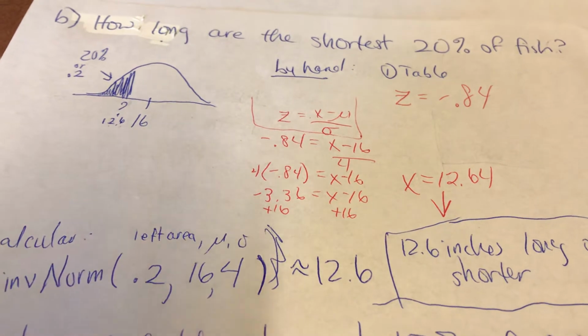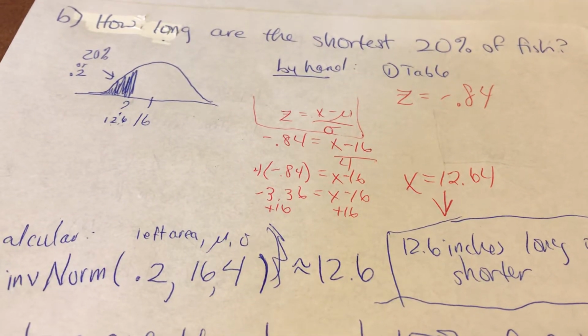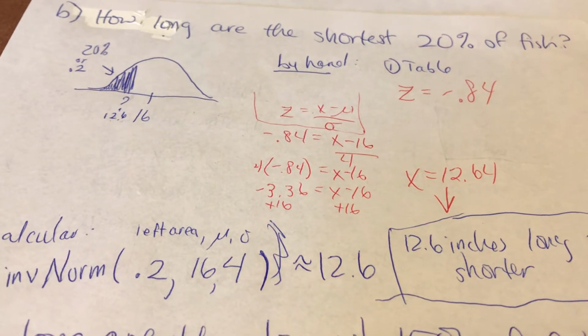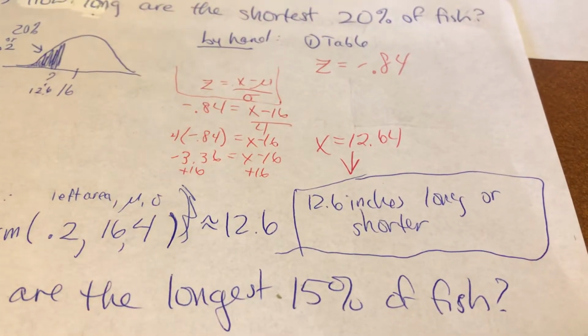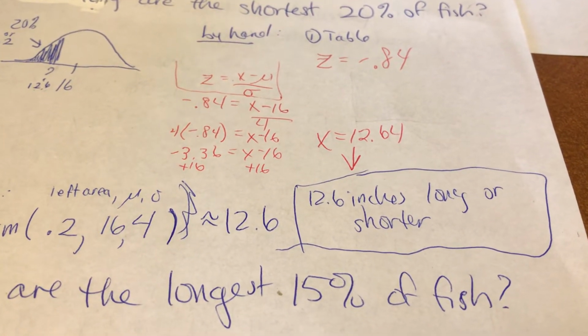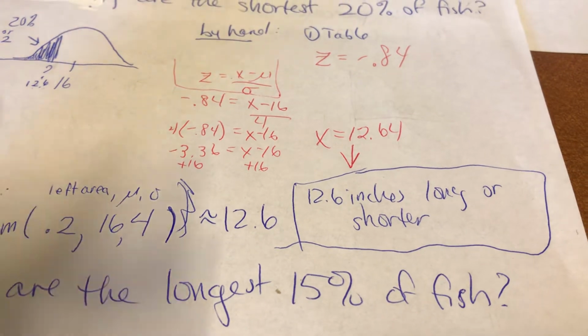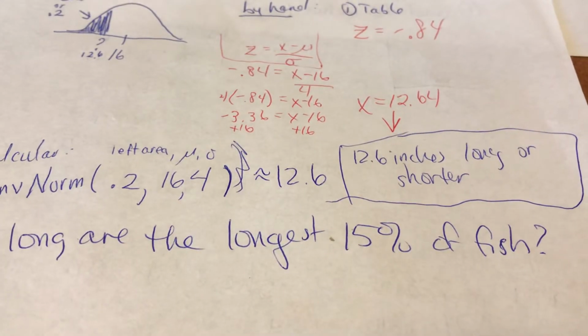Now again, it wasn't technically 12.6 on the calculator, it was 12.6335. So this would round to 12.63 on the calculator, but 12.64 by hand. Not really a big difference, and as long as you're showing your work, I know what you're doing, life goes well. So that's how you do it on the calculator and by hand.